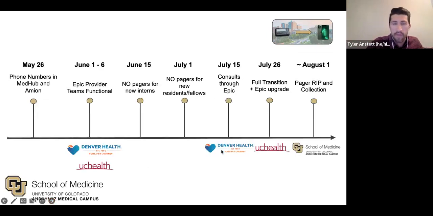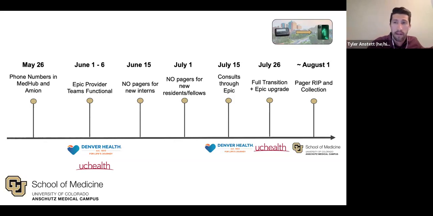So here's a rough timeline for you. Last Friday was the deadline to have numbers updated in MedHub and in Amion. You can still do that. The place we're advising people to do it is within your CU employee portal. The stickiness comes if you want to have a separate phone number for your work phone versus your clinical phone, and just work with your division administrators on where those things are posted and what number you specifically want posted.